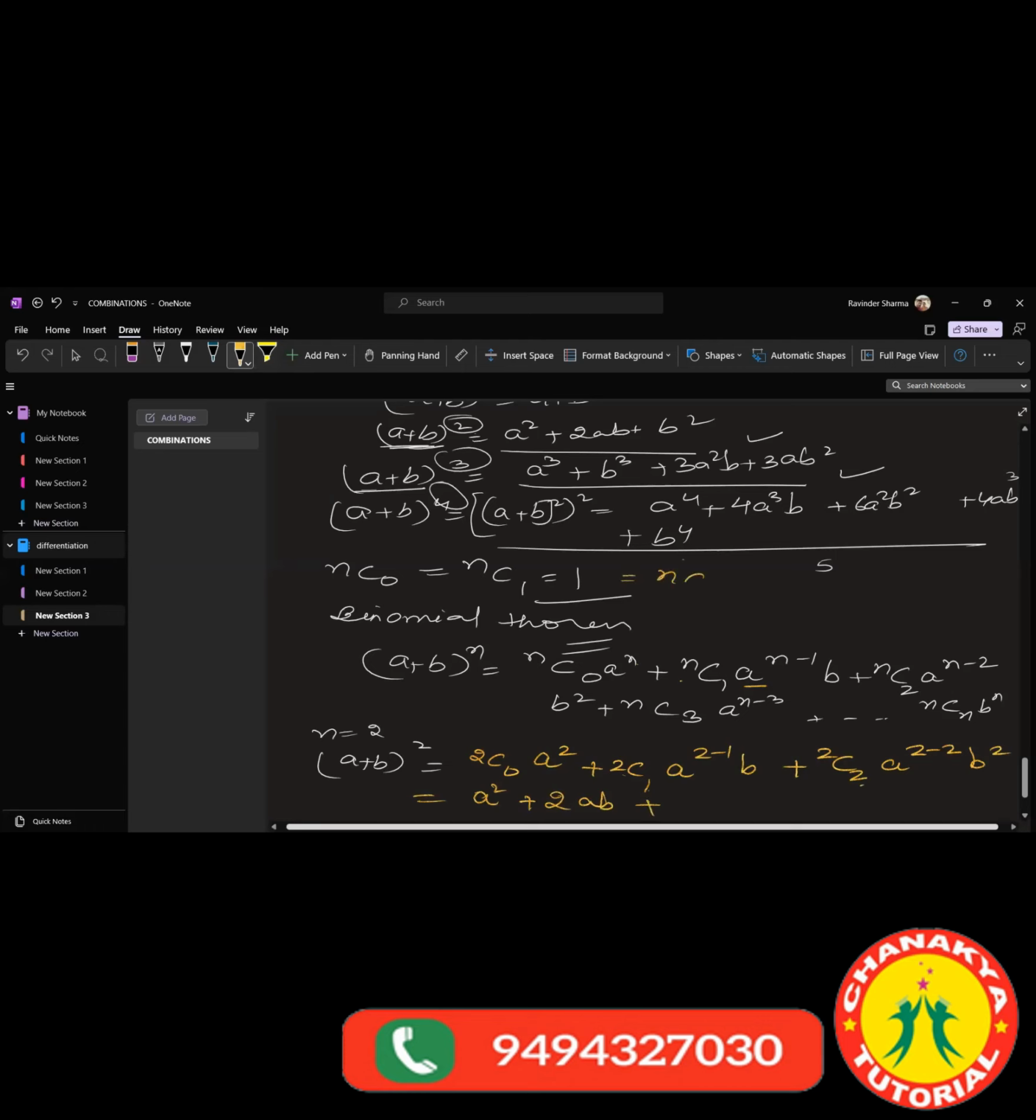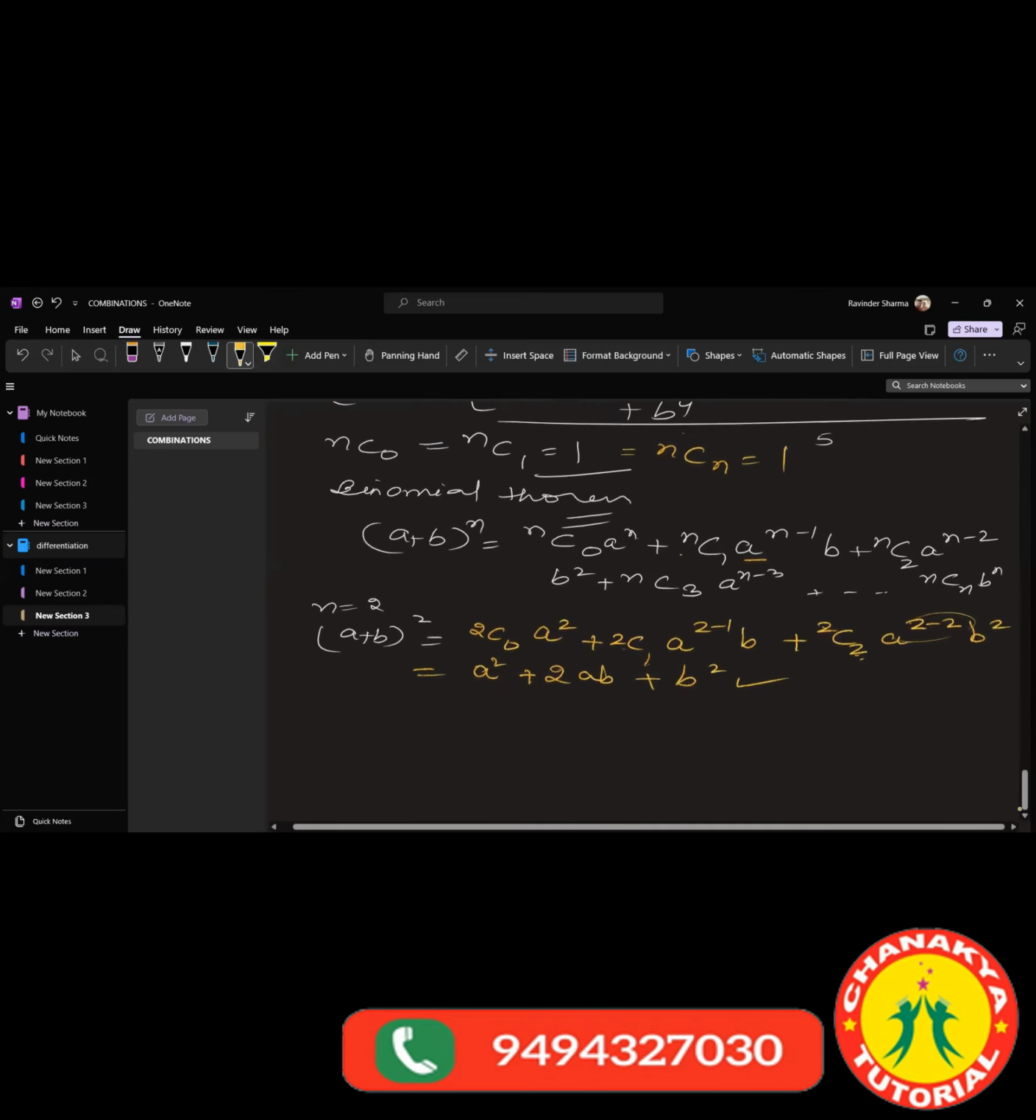NCN is equal to 1 always. So 2C2 is equal to 1. 2 minus 2 is equal to 0. So B square. You will get this expansion of A plus B whole square. Yes, ma'am. We get it. So this is the general formula to expand any expansion, right?